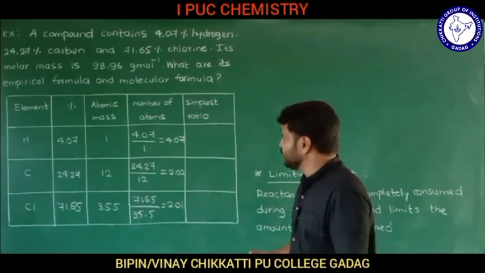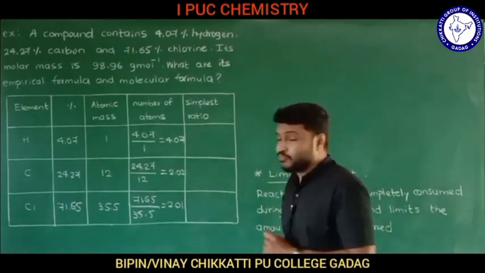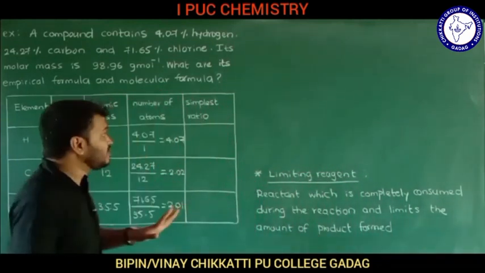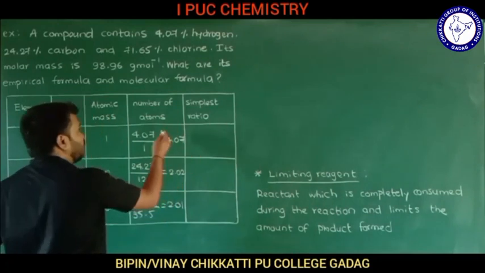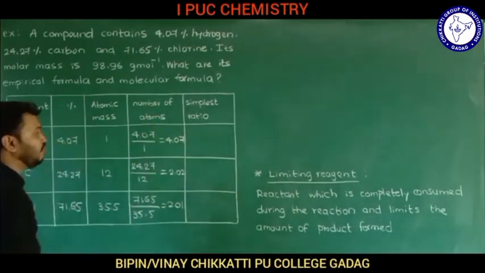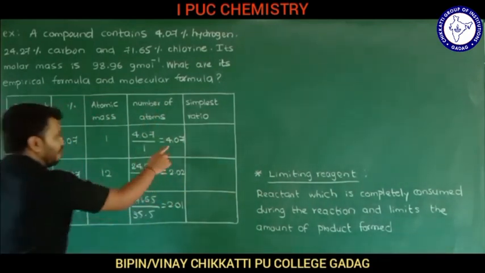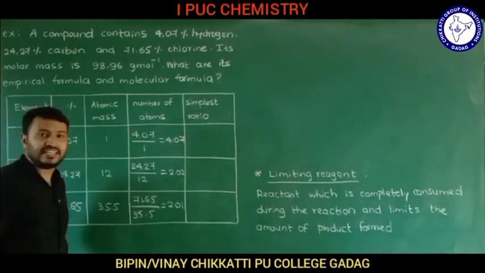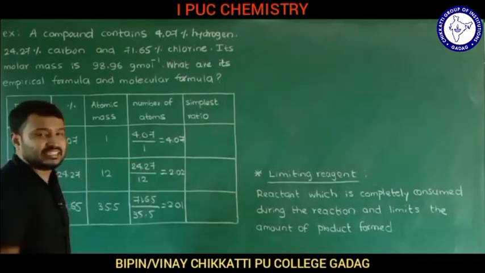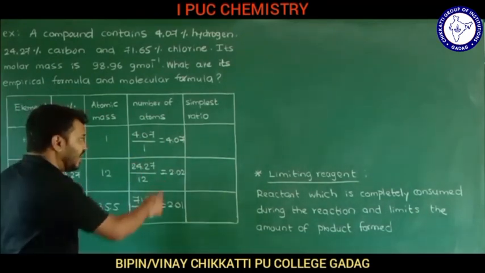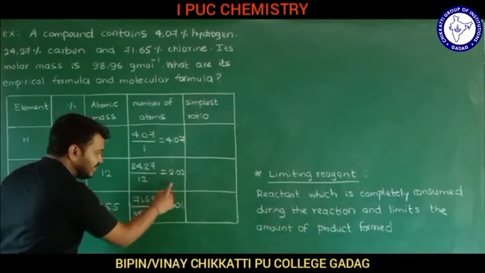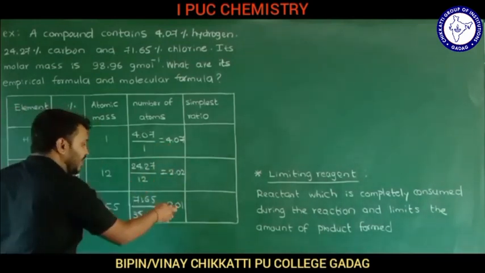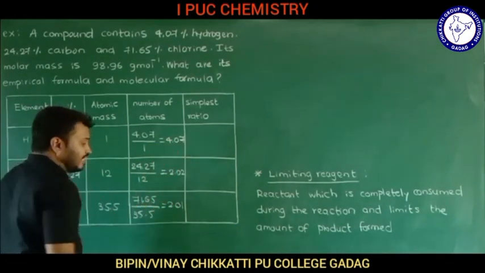So the last column is very important one. So what is that one? Simplest ratio. So how to calculate the simplest ratio? For the simplest ratio, you need to see the number of atoms, that is nothing but the previous column. Here we have 4.07, 2.02, 2.01. So out of these three, which one is the least? One can easily guess, among these three, 2.01 is the least, and you have to divide each and every number by the least number, that is 2.01.